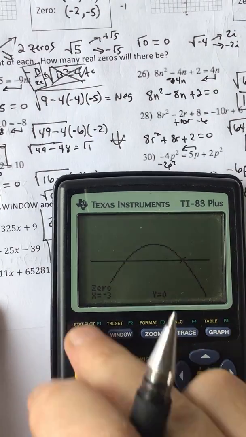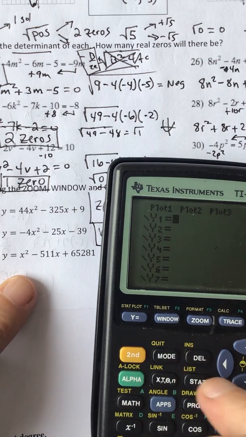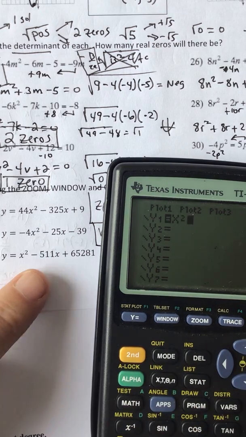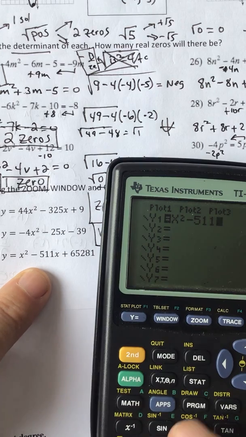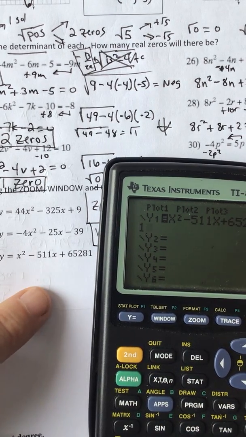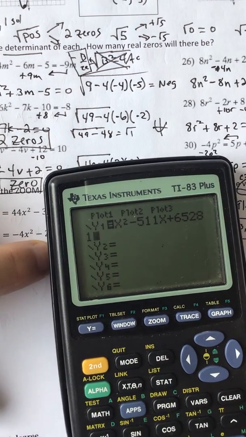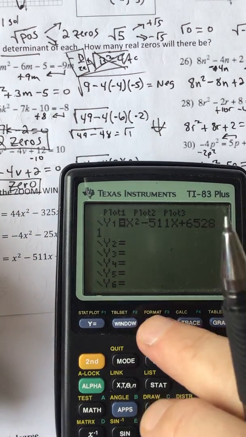Okay, and now the last one. Let's put that in. X squared minus 511x plus 65281. That's an upshift. It's going to be shifted really tall, I think. That's what I'm anticipating. Okay, zoom.